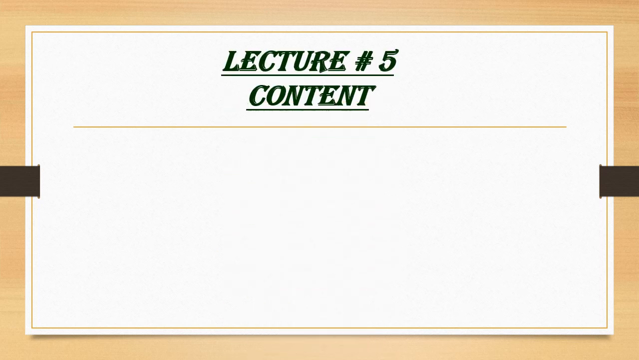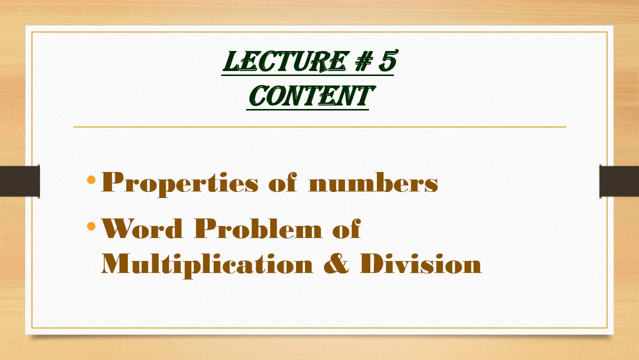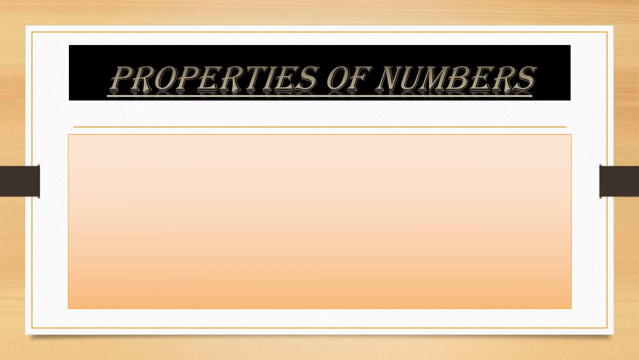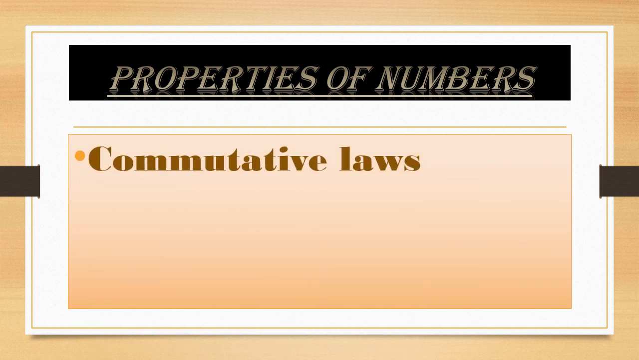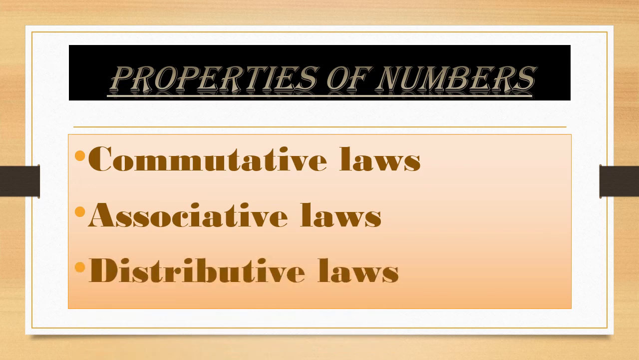Now today is your lecture number 5. My dear students, you will learn properties of numbers and solving word problems of multiplication and division. Please note that 3 major properties are used in mathematical or arithmetic operations. Number 1 is commutative laws, second is associative laws, and third is distributive laws.